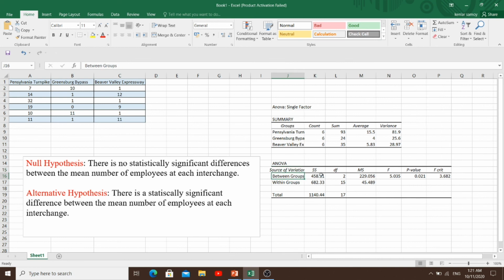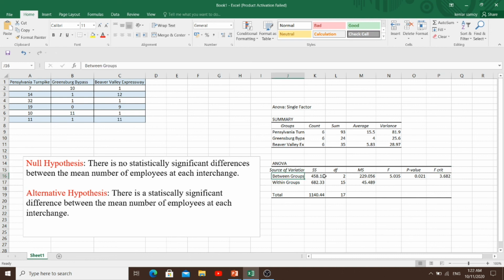Here we can see the between groups, where SS means sum of squares, DF means degrees of freedom, and MS is mean square. F is our statistical value, then the P value, and F critical.